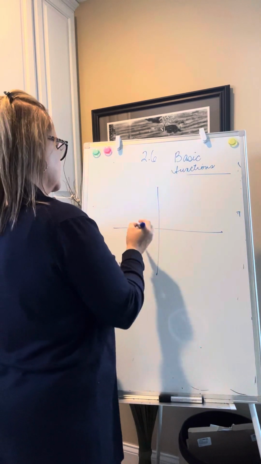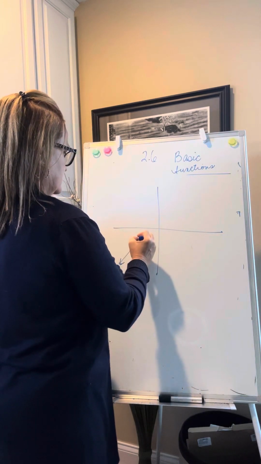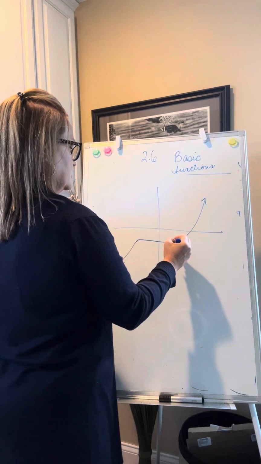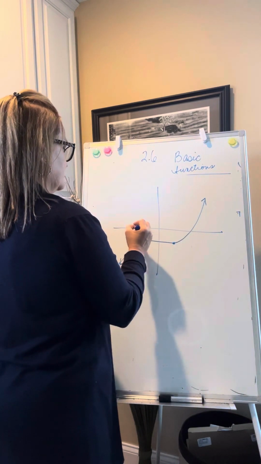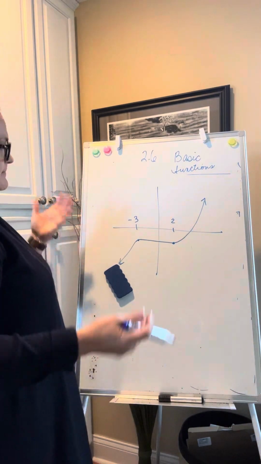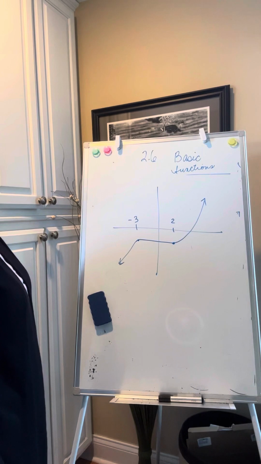All right, so let me give you one more to try. Let's see what we can do here. Let's make it flat, and then let's make it a parabola, and let it turn around. I'll tell you the turning points are at -3, and let's make that 2. And then tell me the increasing, decreasing, and constant parts of this graph.